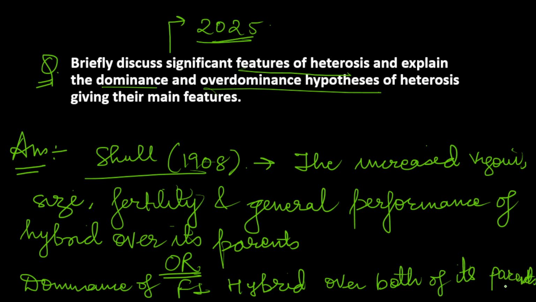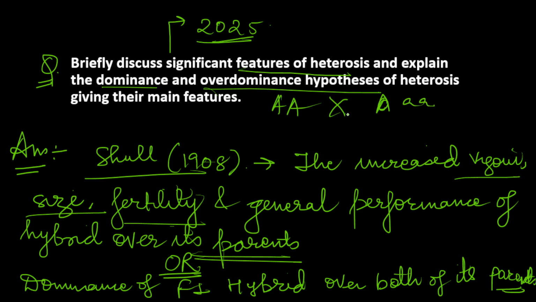So this is the most simple definition, that heterosis is the dominance, and that dominance can be in terms of vigor, size, fertility, or any general performance of F1 hybrid over its parents. Suppose there are two parents, AA and aa, capital A and small a. Suppose the production of one parent AA is 10 kgs for example, and the production of the other parent aa is 6 kgs.